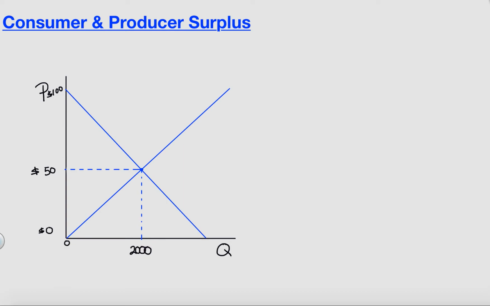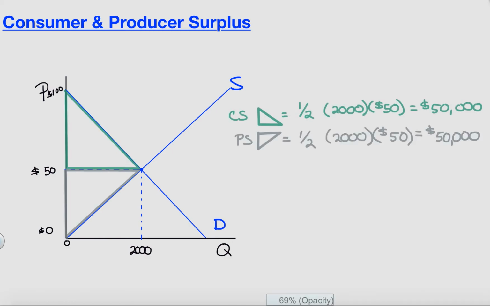And, you know, it would probably help if I had labeled supply and demand. I don't know where those labels went. So obviously that's our supply curve and that's our demand curve. So now let's look at these triangles individually. So this up here is consumer surplus, and this down here being producer surplus.